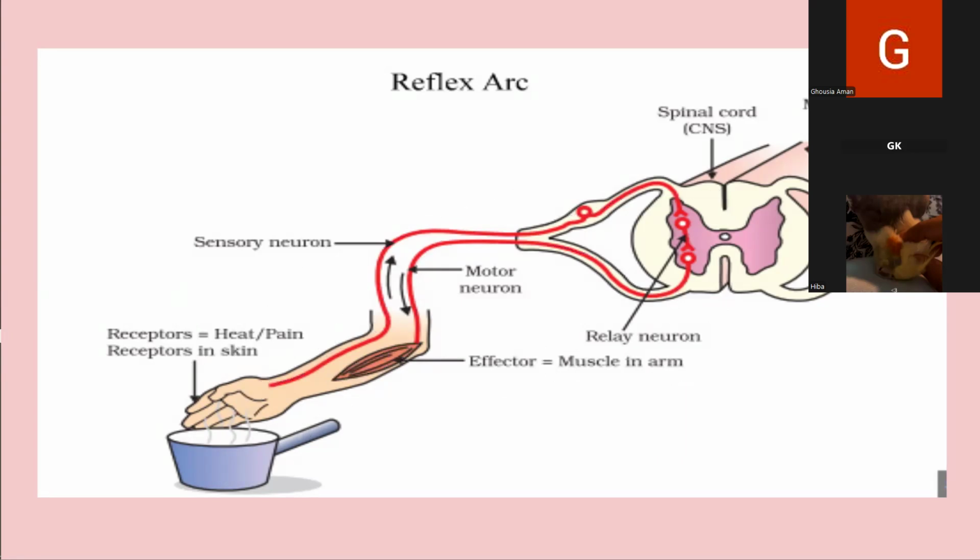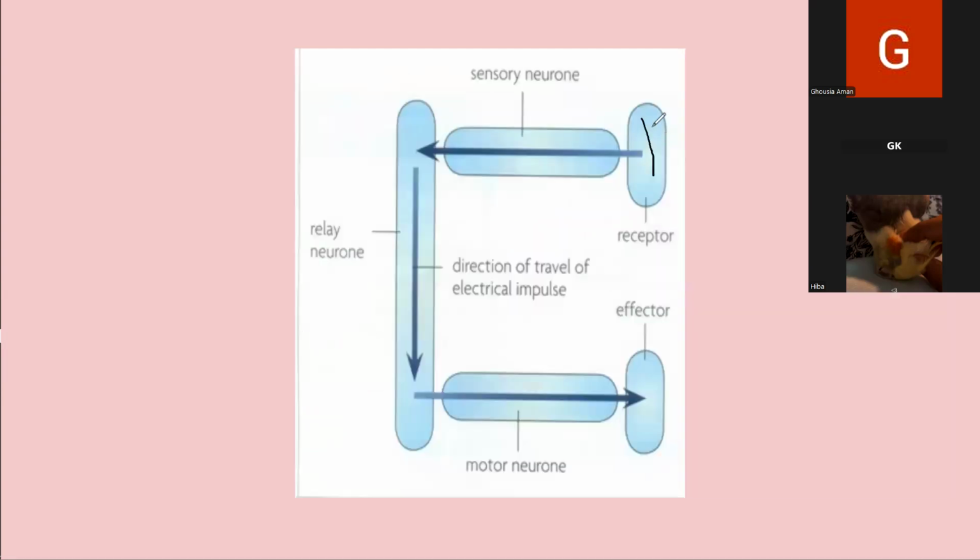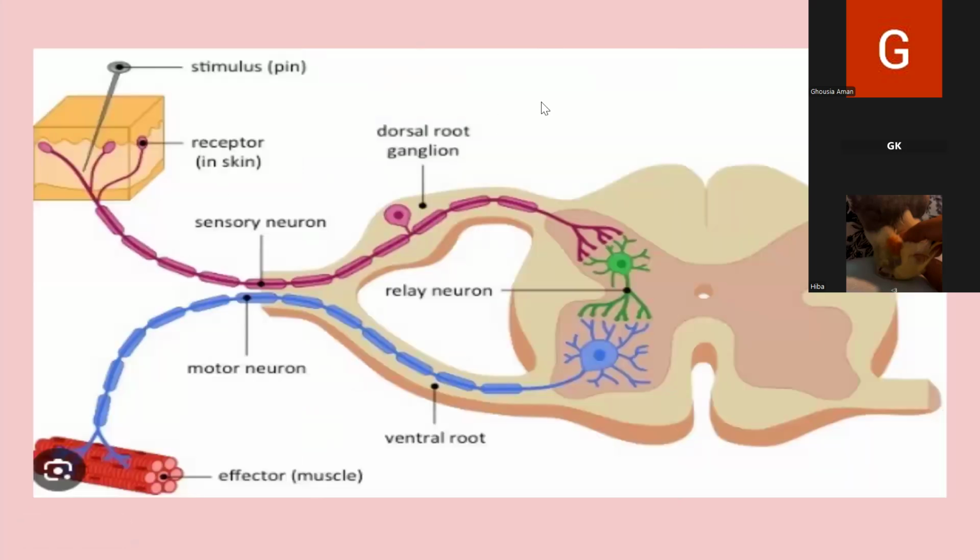So look at this, a simple scheme. This is the receptor. It can be any sense organ which will receive the stimulus, and the sodium and potassium ions are going via sensory neuron to your relay neuron, and relay neuron to the motor neuron, and back to your effectors to show the response. This is how it works. So this was yesterday's discussion.